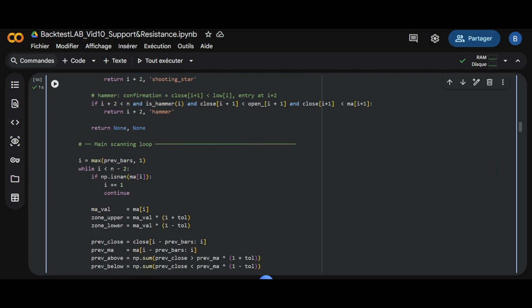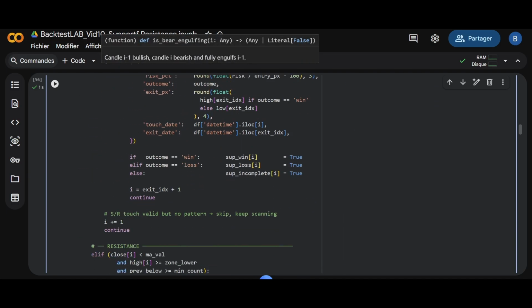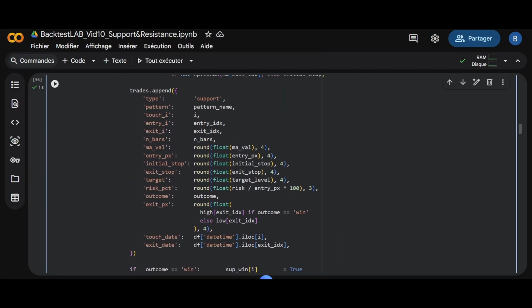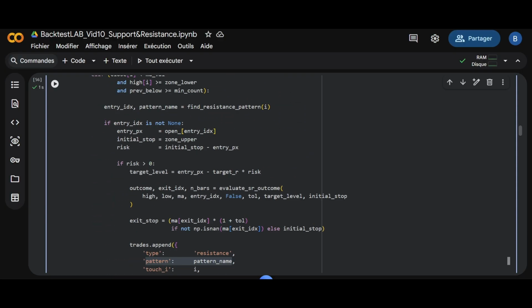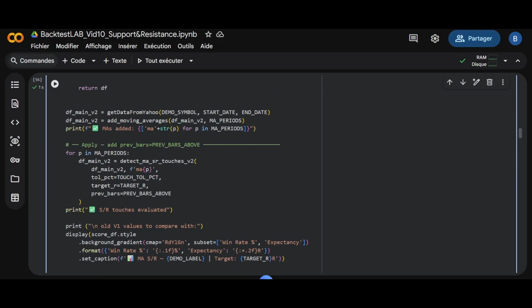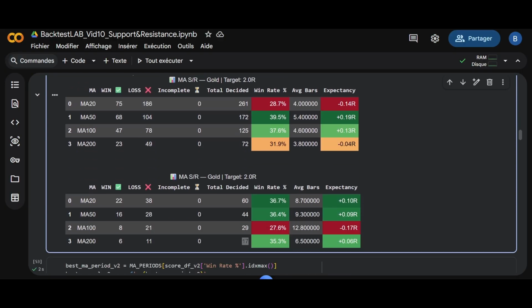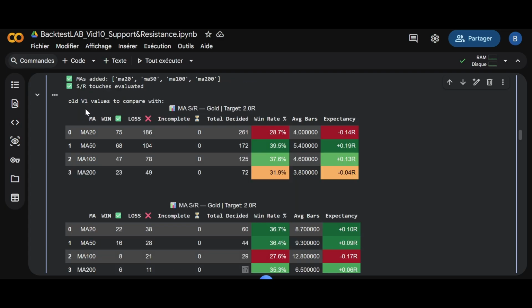So we are running the same functions for checking the win rate. However, for each trade, we are adding an extra variable here to tell us if it is an engulfing or if it is a hammer or shooting star. This may be useful for analyzing the data. So we run our previous functions and we have the results here. The first table is going to be the oldest version, and the second one, this is the improvements.